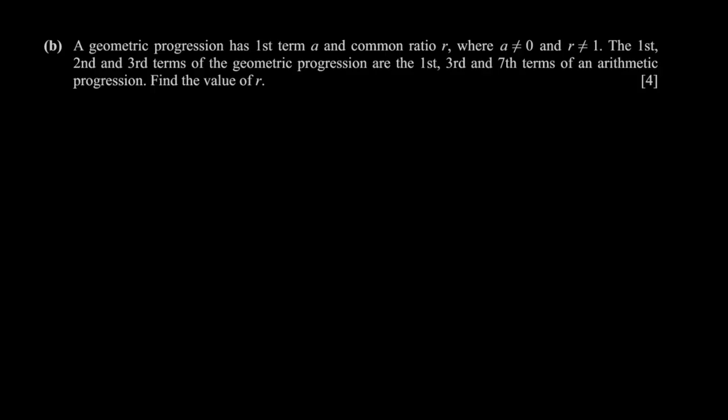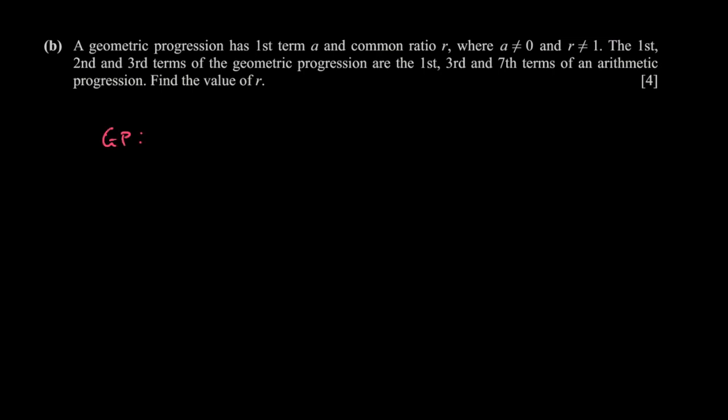Okay, then part B of this question, we have got a geometric progression has first term a and a common ratio r. The first, second, and third terms of the geometric progression are the first, third, and seventh terms of an arithmetic progression. Find the value of r. Okay, I think we just need to know what the formulas are here for geometric progressions and arithmetic.